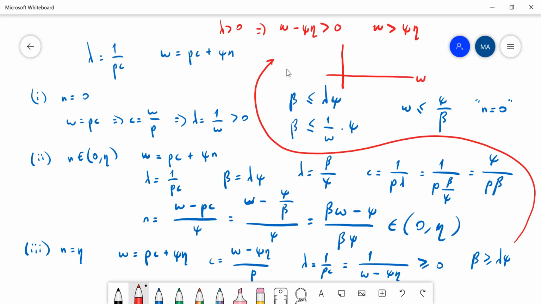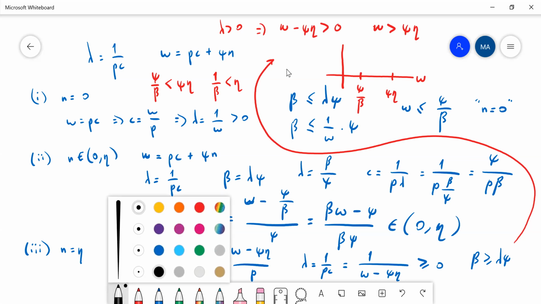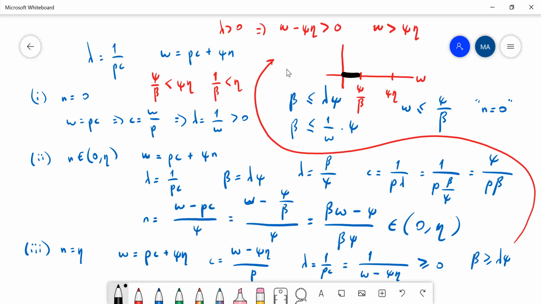This is your income, and there are two thresholds. Okay? Two thresholds. The first threshold is psi beta. The other threshold is psi eta. Okay? Now, of course, this characterization also requires psi beta to be less than psi eta. In other words, 1 over beta to be less than eta. Okay? Then you can tell me that if wage is less than psi beta, it is 0. If wage is greater than psi eta, it is maximum. So here it is eta.